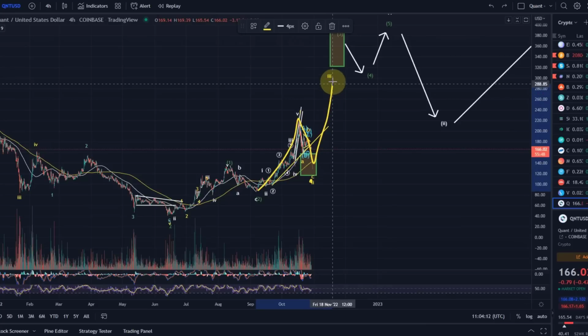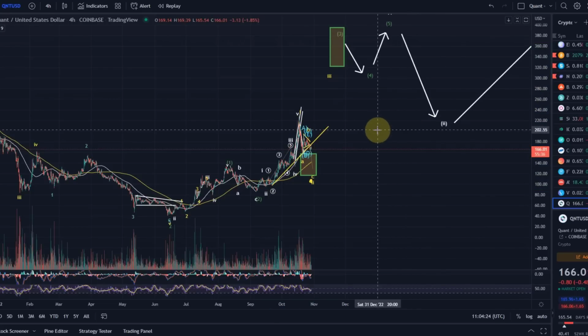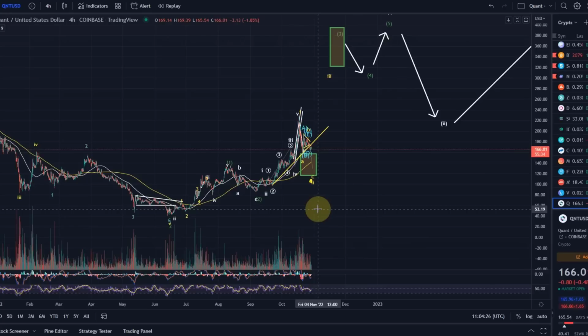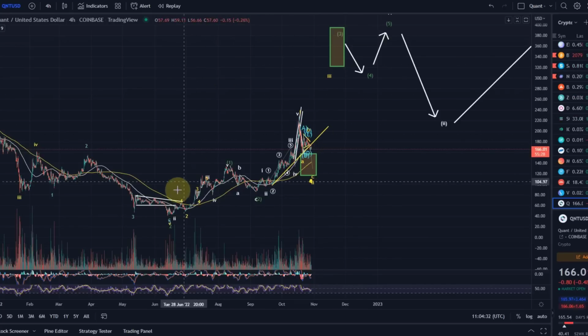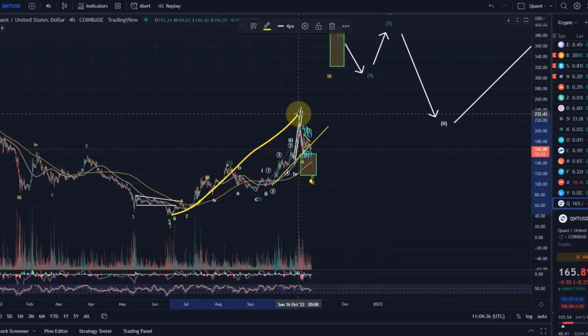There will be a wave 3 of 3. We come down in a 4 of 3 and we'll move up in a 5 of 3. That is the expectation. I can only give you my primary expectation. There are other possibilities for how this can be interpreted. It doesn't make too much sense to focus on it because we can really only trade what's in front of us.